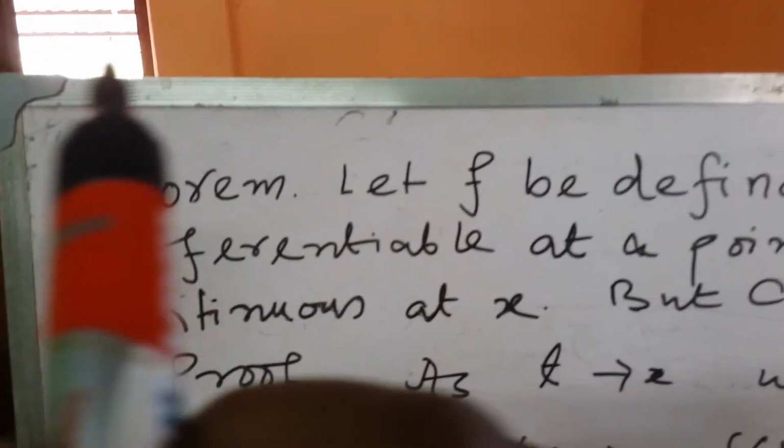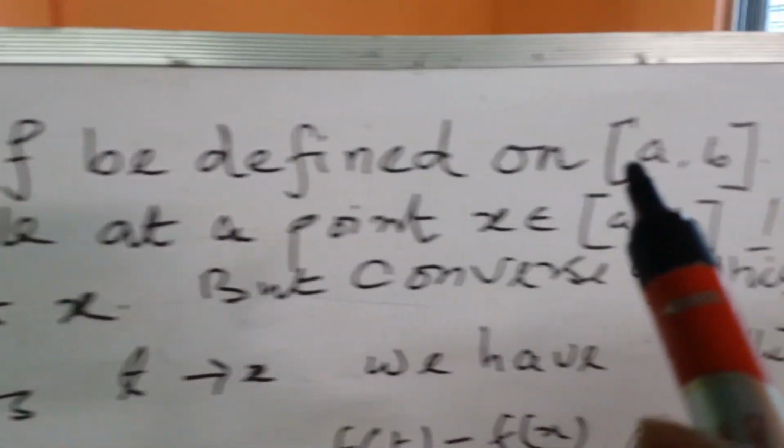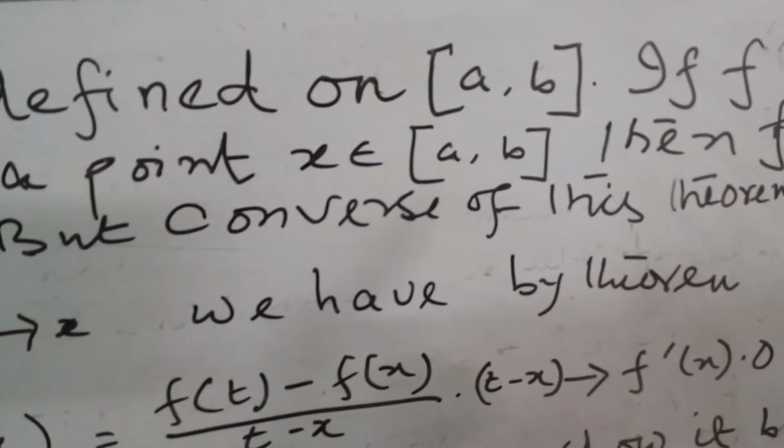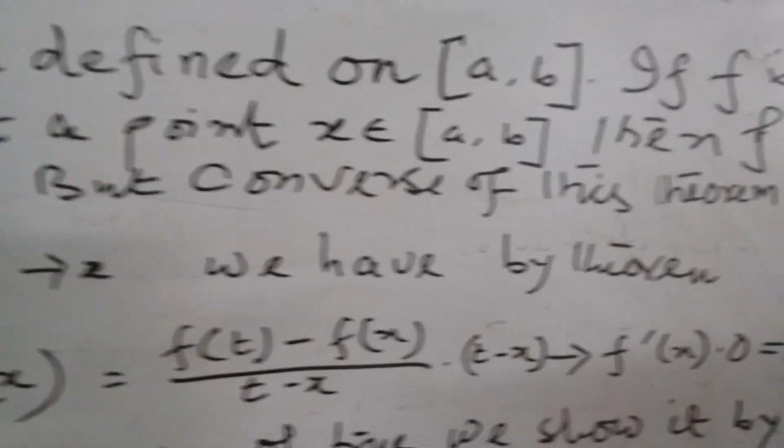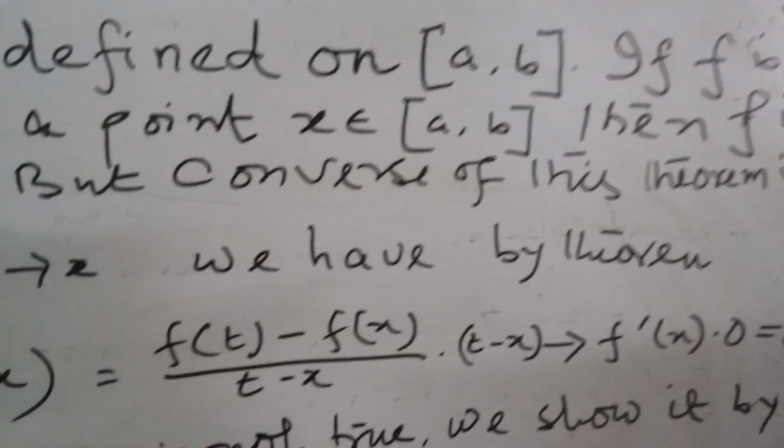So our theorem is: let f be defined on AB. If f is differentiable at a point, then it must be continuous, but the converse is not true, which I proved by showing an example. Thank you.